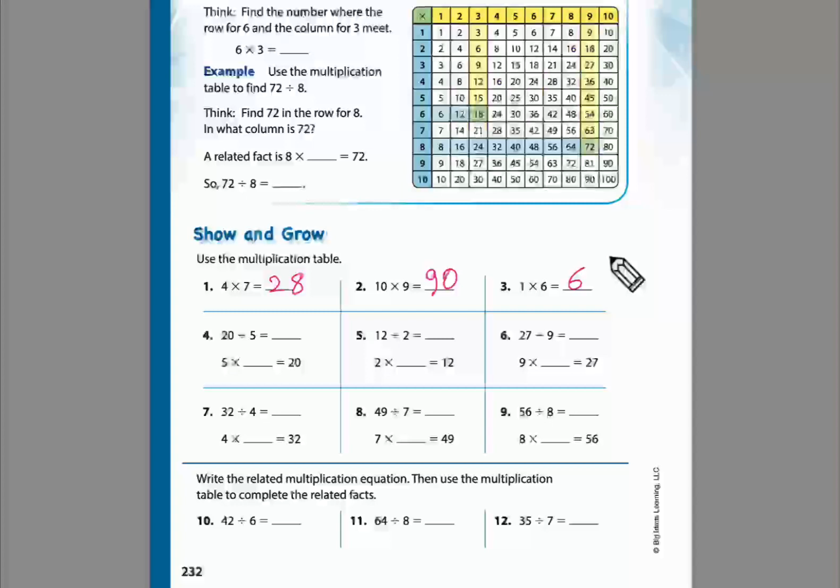Faris? Yes. 20 divided by 5. So we will start with the related multiplication. In the row of 5, okay. So this is the row of 5. 5 multiplied by 4 equals 20.